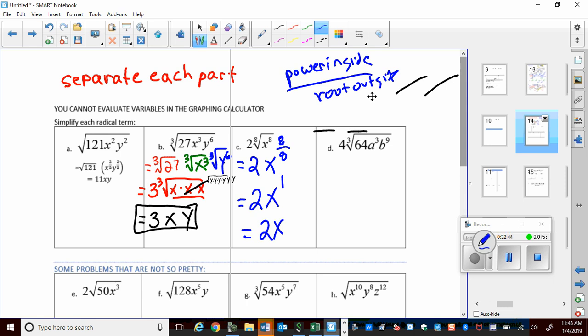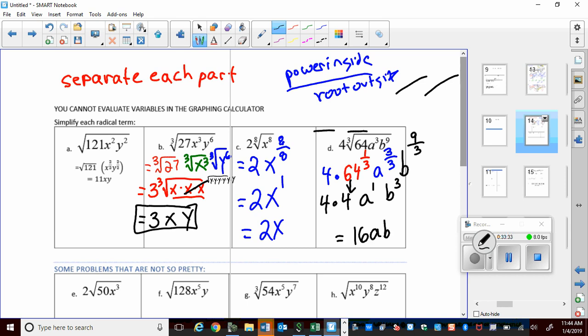For the next one, we have 4, and on the inside, I'm going to rewrite this. It's like saying 64 to the 1/3, and this is like saying a to the 3 over 3 times b to the 9 over 3. The power inside is 9, the root outside is 3. So I rewrite this. I have 4 times 4, which equals 16, and a to the 3 over 3, or a to the 1 power, and then b to the 9 over 3, or b to the 3rd power. Simplified, this is 16ab cubed.